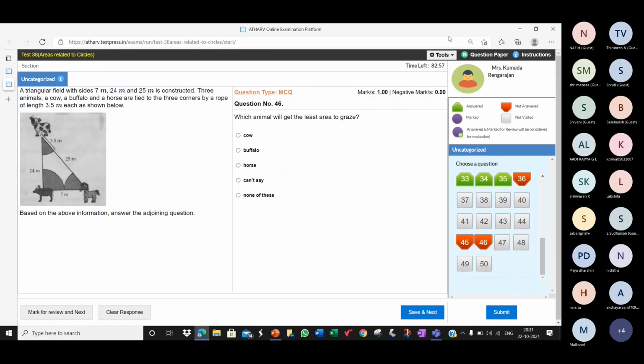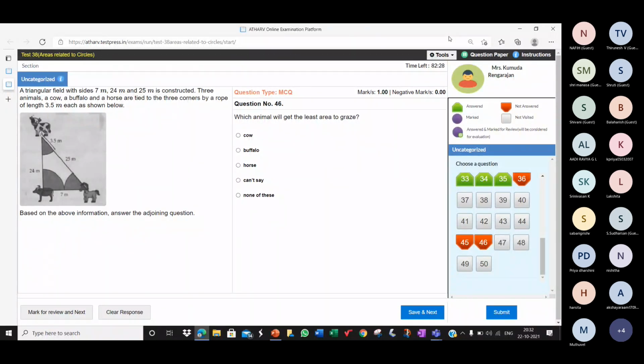So recall from 9th standard that the angle opposite to the longest side is the greatest. The angle in a triangle, the angle opposite to the longest side is the greatest. Now, in this triangle, is it not given it's a right triangle?